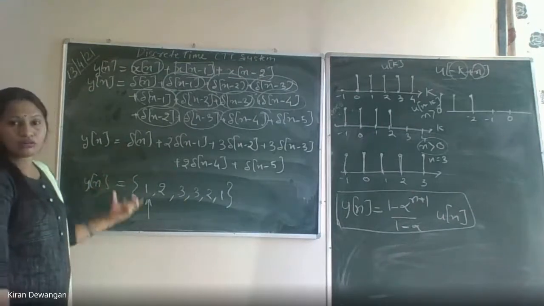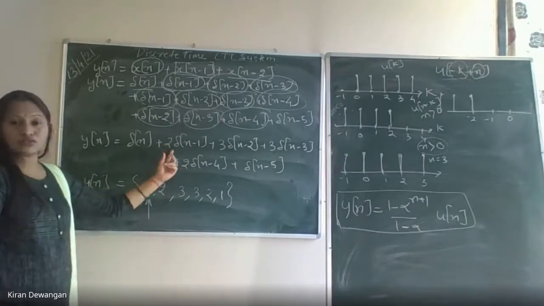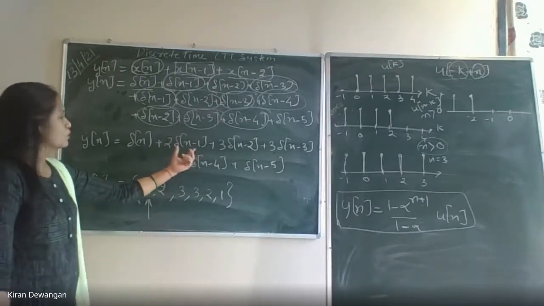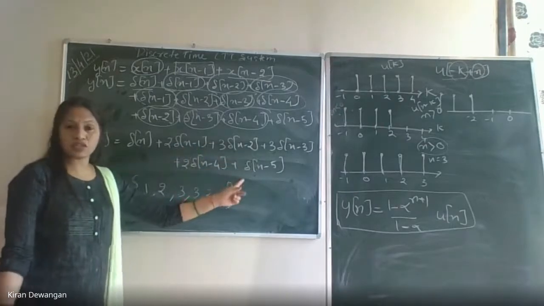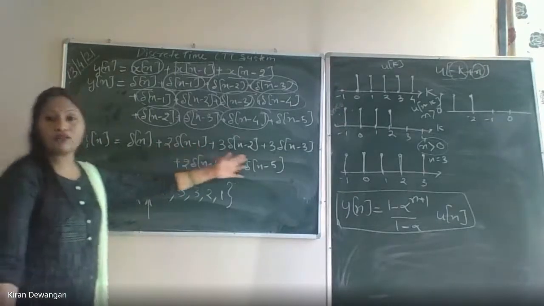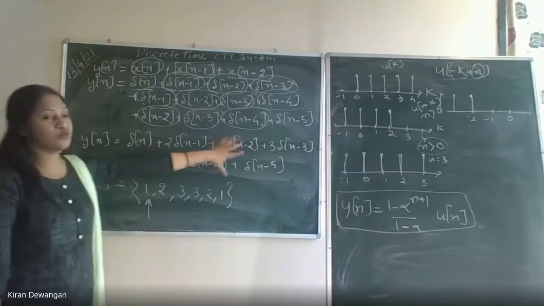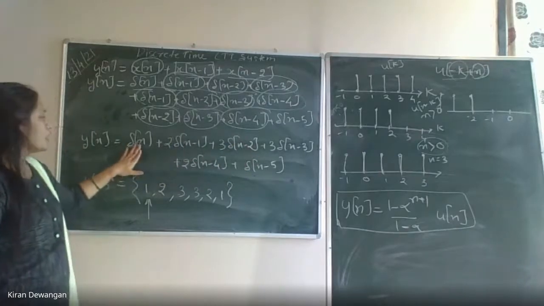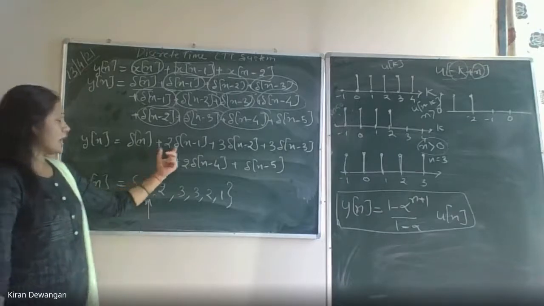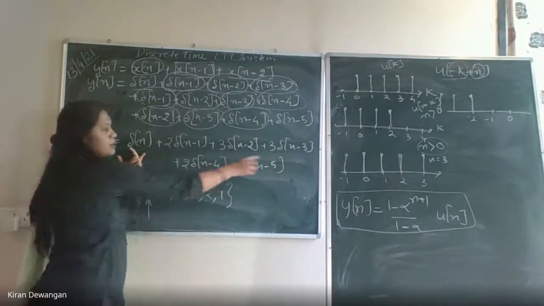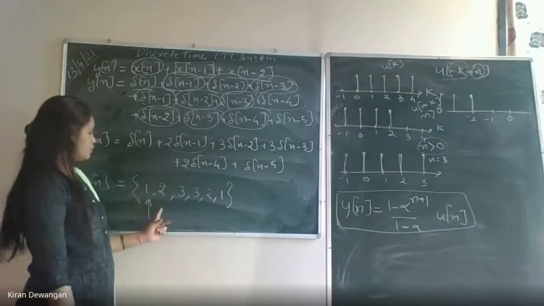When n is 0, the value is 1. When n is 1, the value is 2 because it is 2 del of n minus 1. ठीक है? It will exist only at n equals to 1. Rest will be 0. बाकी सब 0 हो जाएगा. So we don't have to worry for other values. जब n 0 रहेगा तो ये भी exist करेगा. Rest will be 0. ठीक है? So at n equals to 0, since its value is 1, it will be 1. So at n equals to 1, rest will be 0. Only this will exist. And the value here is 2. So I have written 2.